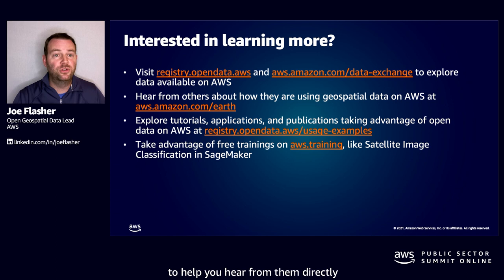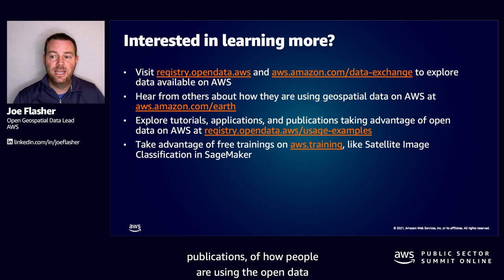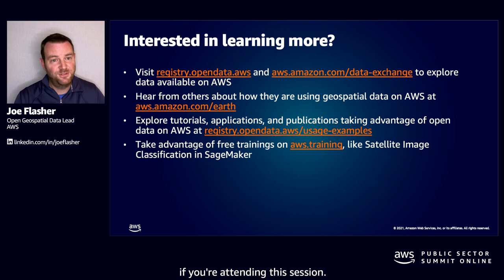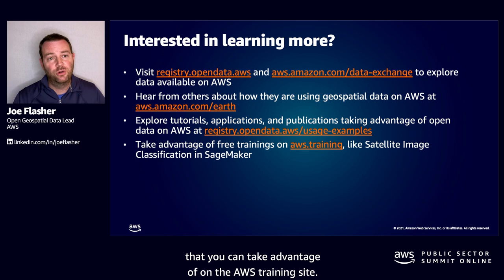You can also find a number of tutorials, applications, and publications of how people are using the open data on the Registry of Open Data on AWS. And finally, you can take advantage of free AWS training. One that might be of interest if you're attending this session is the satellite image classification in SageMaker tutorial. This is a free tutorial that you can take advantage of on the AWS training site.